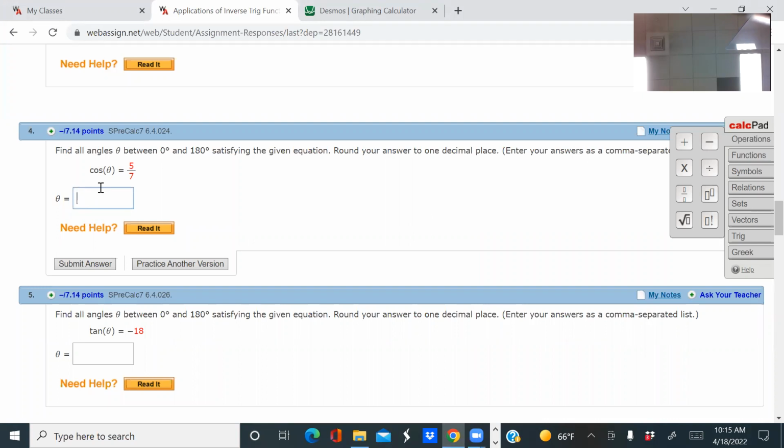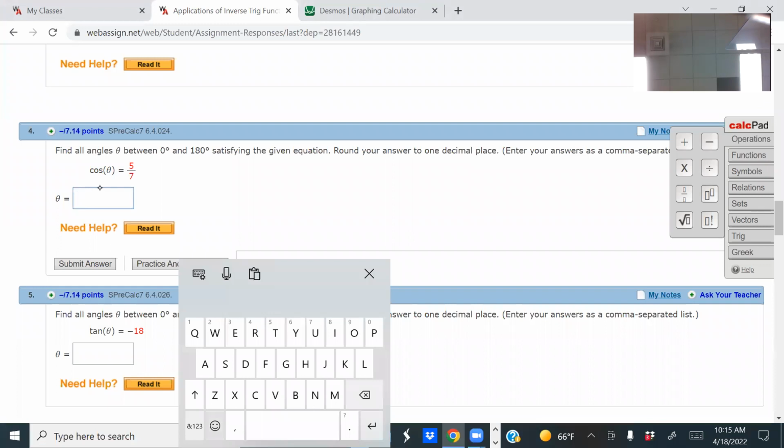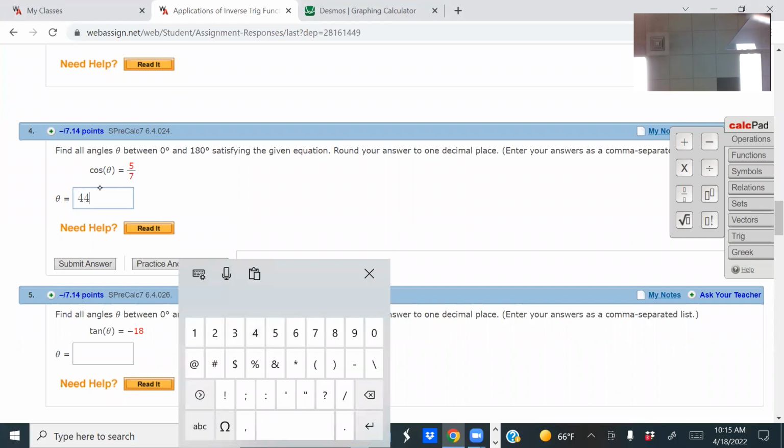I may have to look for, I can look at the answers, but that will take me a little while. Am I supposed to put degrees on it? Is that what we're missing? Yeah. Oh, you do have to put degrees.